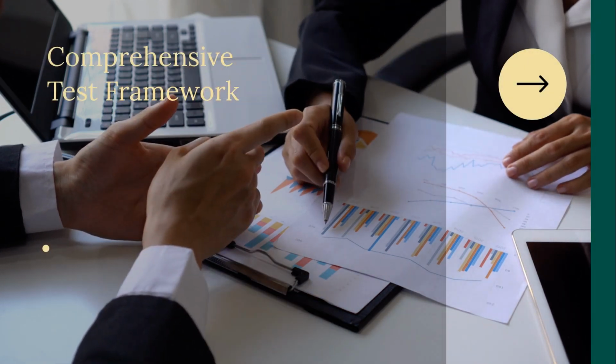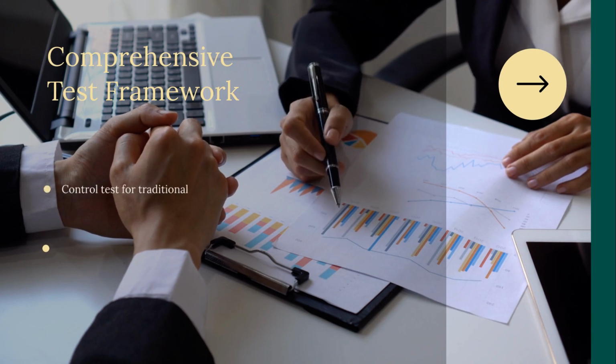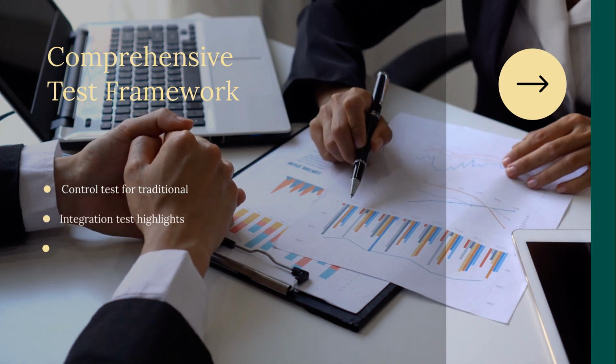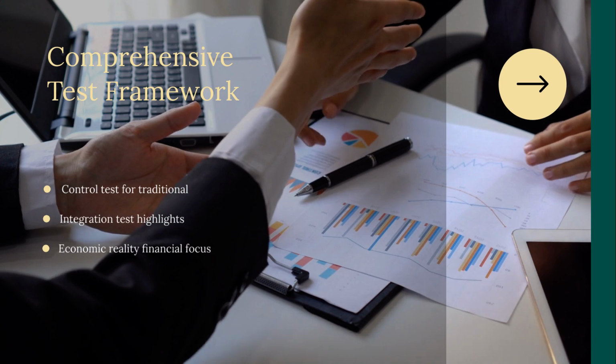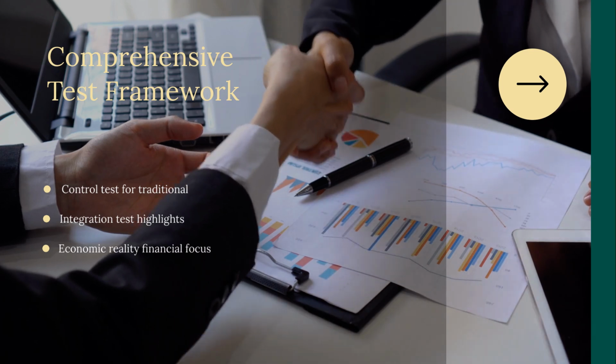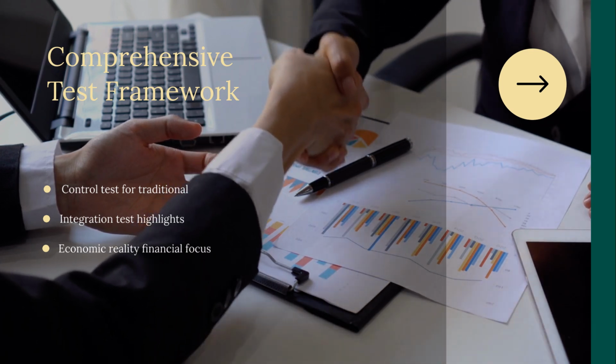Each test has strengths and limitations. The control test suits traditional roles. The integration test highlights core contributions. Economic reality considers financial aspects. Mutuality of obligation focuses on employment continuity. Together, they offer a comprehensive framework.